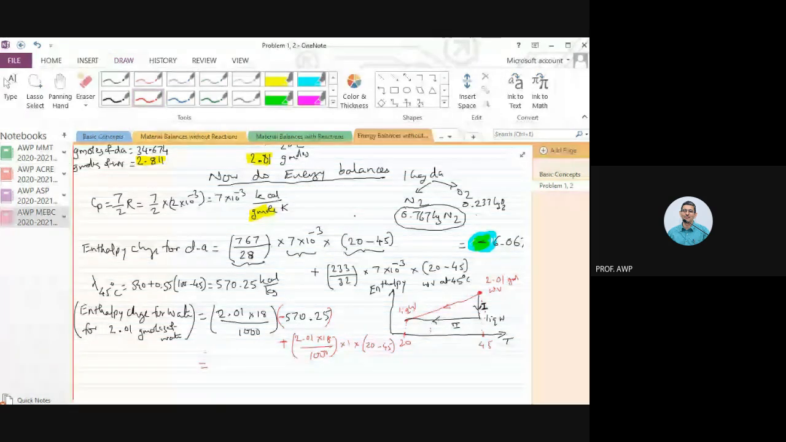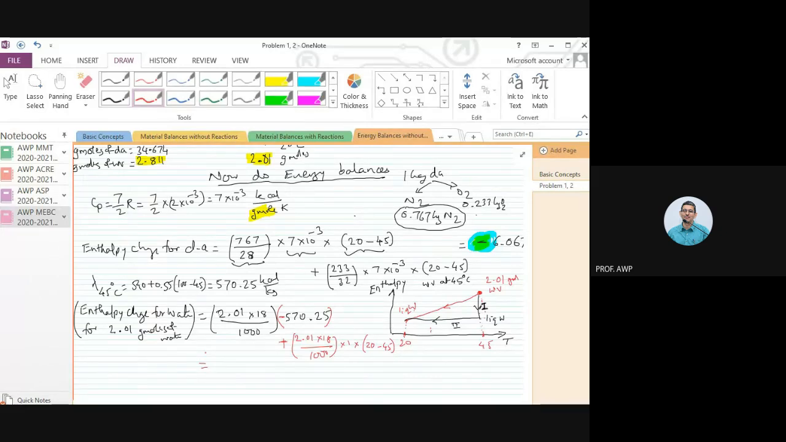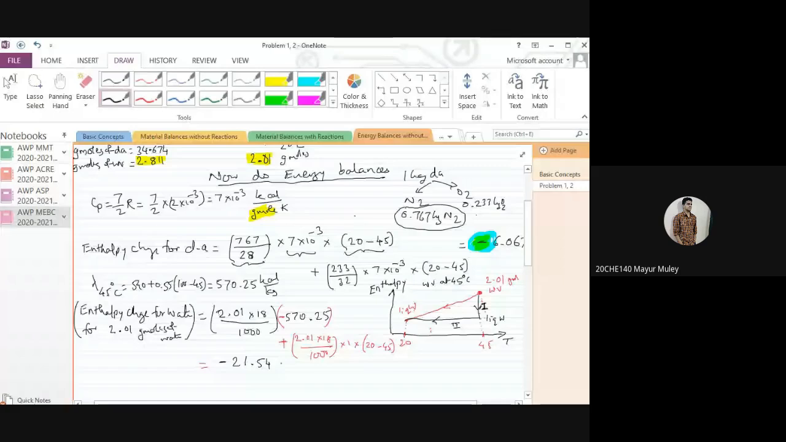Once you tell me, I'm going to tell you a simpler way. We are solving by your method, and after that I will tell you a very simple way. Sir, it is minus 21.5361, so 21.54 kilocalories. Yes, sir.